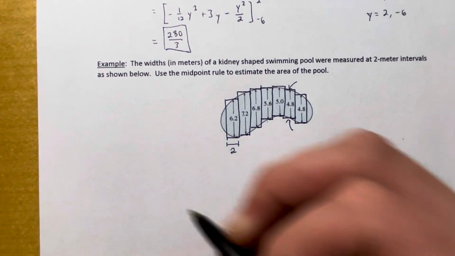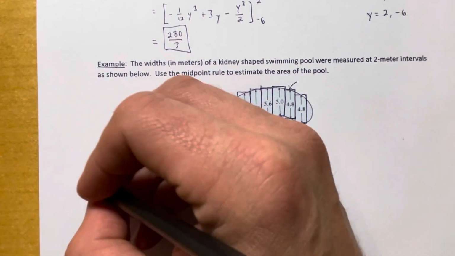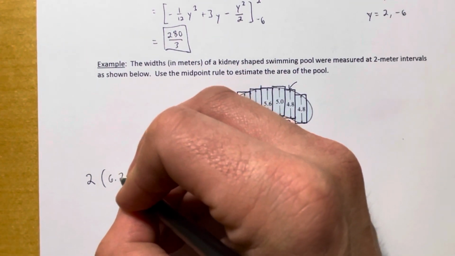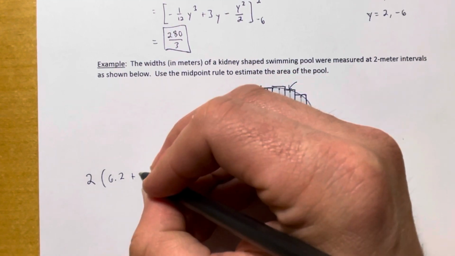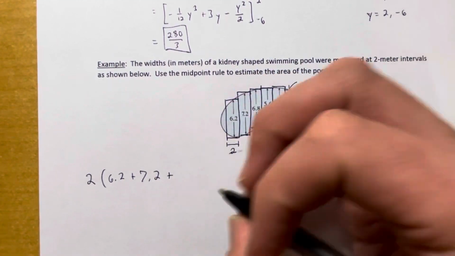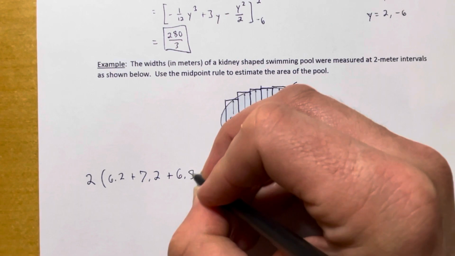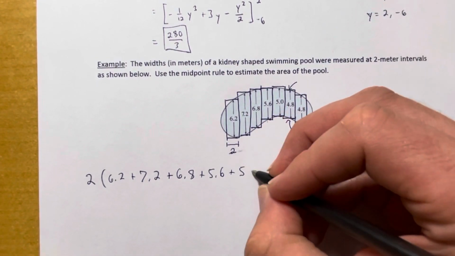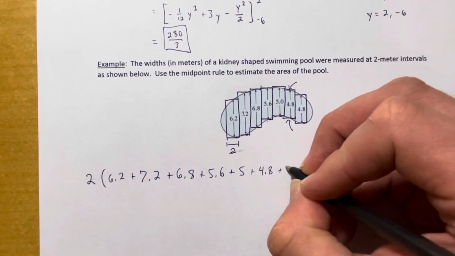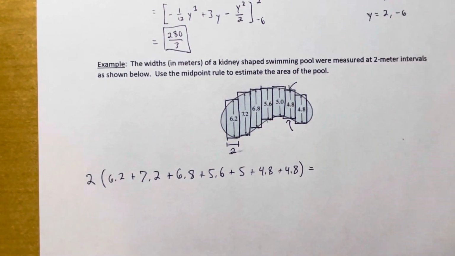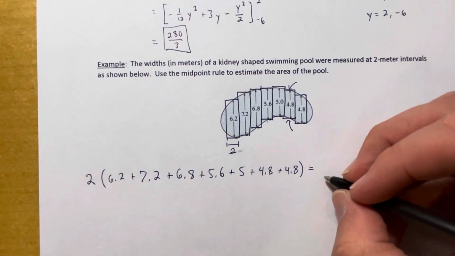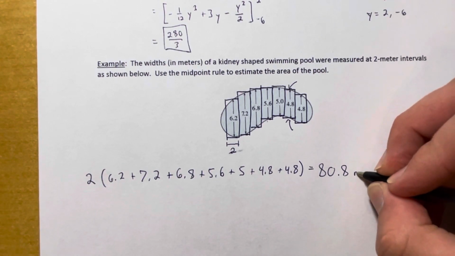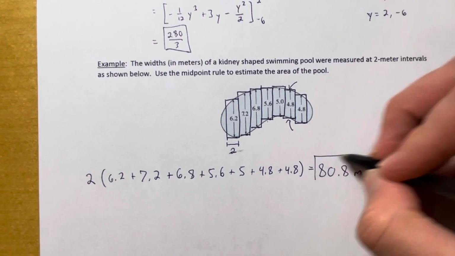And because each one is being multiplied by 2, we can factor that 2 out to save ourselves a little bit of time. And then add all of the heights, 6.2 plus 7.2 plus 6.8 plus 5.6 plus 5.0, I'm just going to write 5, plus 4.8 plus 4.8. This one definitely put into a calculator and work that out. This should come out to 80.8. And because we have units here, we should include them. It's area, so it'd be square meters.